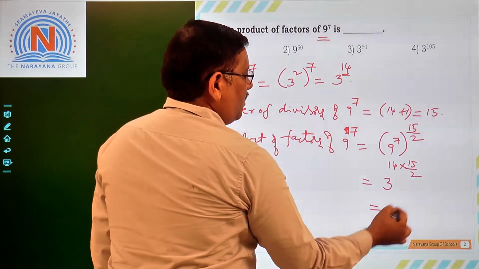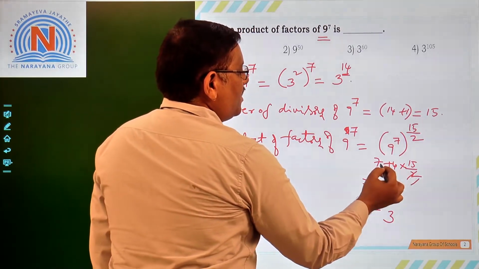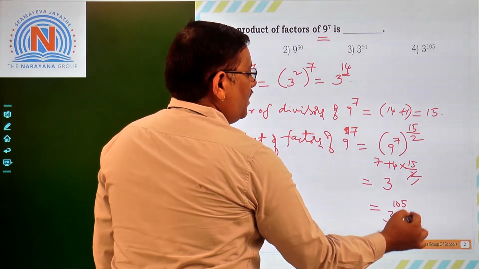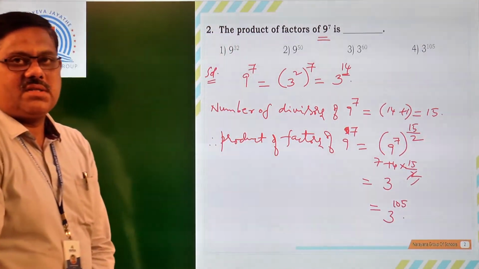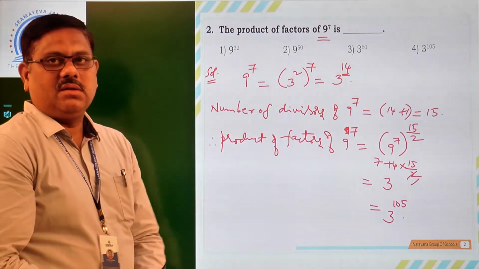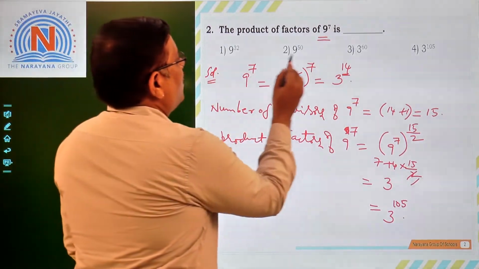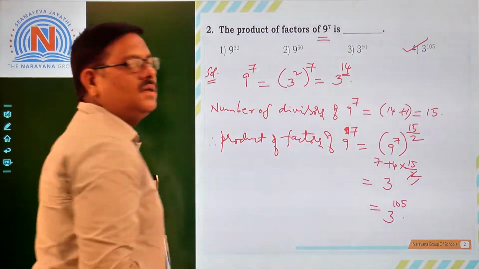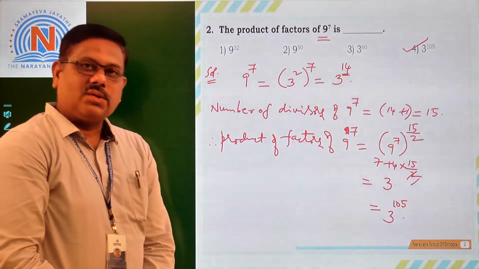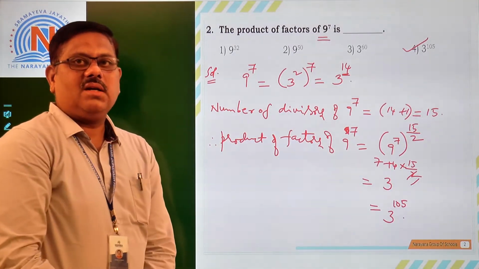That is 3 to the power of, 2 sevens are 14, so 7 into 15, that is 105. So 3 to the power of 105 is the answer for this particular question. Out of the given 4 options, the fourth option is 3 to the power of 105. So that is the right option.